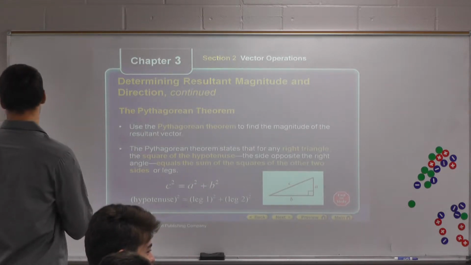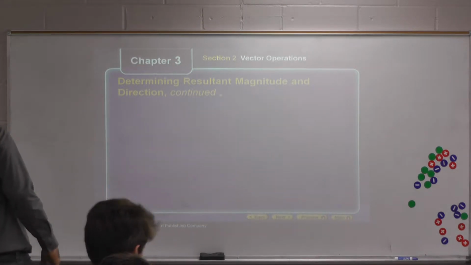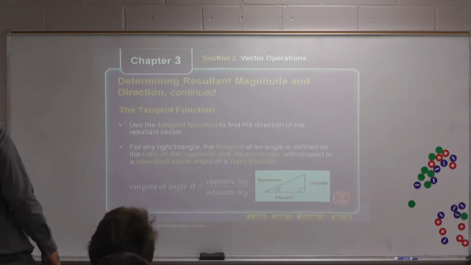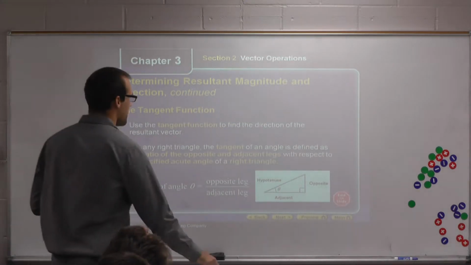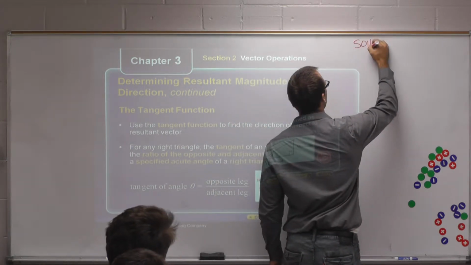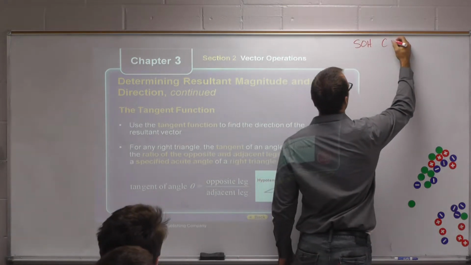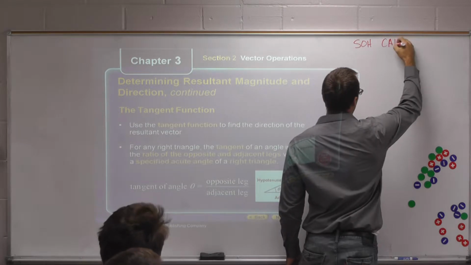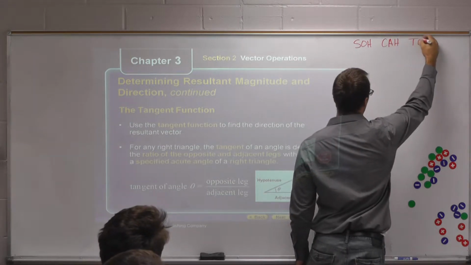I'm more useful to go through the problem, so. All right, direction. Here's how we do it. Tangent function. Let's review SOHCAHTOA. So there's sine: opposite over hypotenuse. Cosine: adjacent over hypotenuse. Opposite, adjacent, hypotenuse.